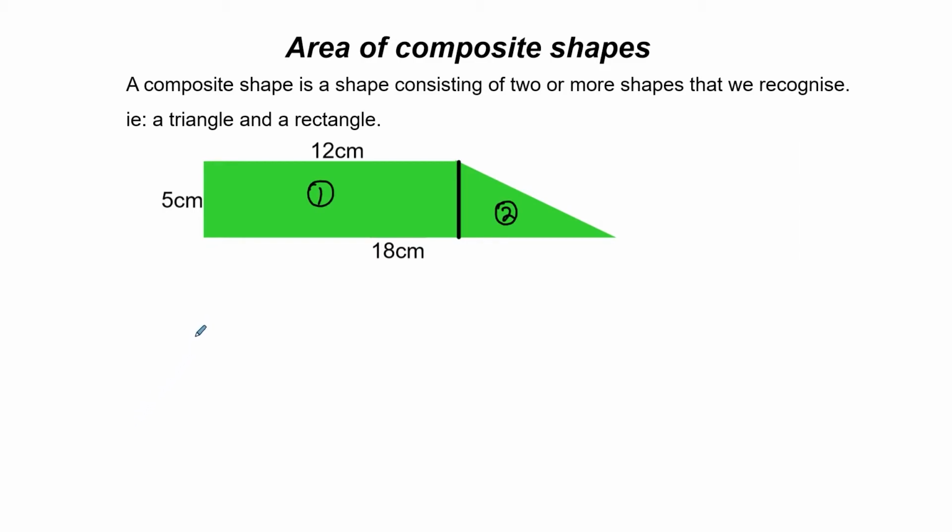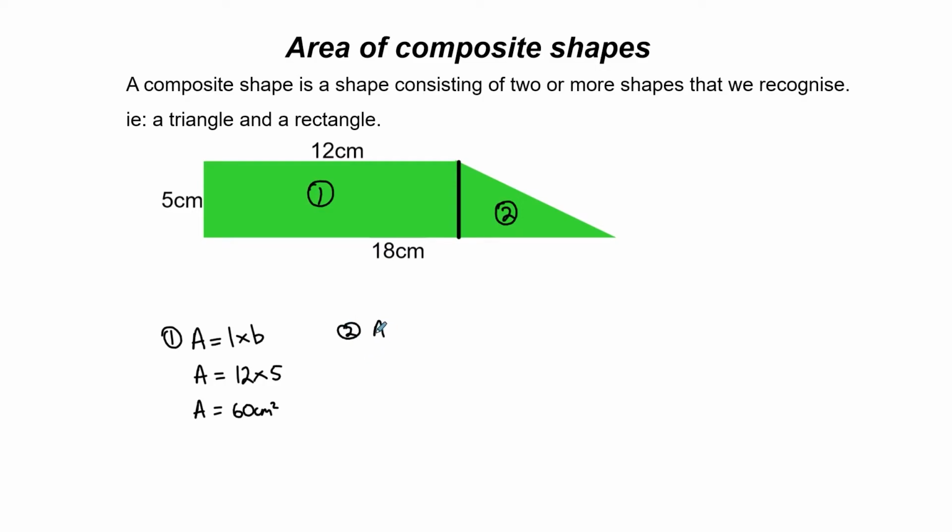Now you have to be careful when you're picking out your sizes. So we're going to start off with 1, which is our rectangle. And if you look back, the area of the rectangle was length times breadth. So the length of the rectangle is the 12, not the 18. The 18 is for that whole shape. The rectangle is just this part, which is the 12. So it's 12 times, and the breadth of the rectangle was 5. So 12 times 5, which is 60, and again, cm squared.